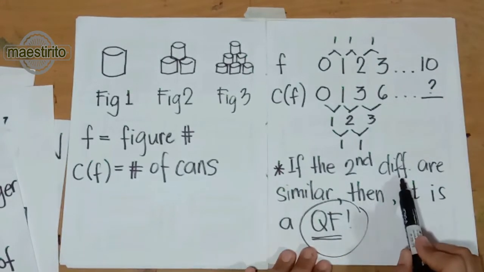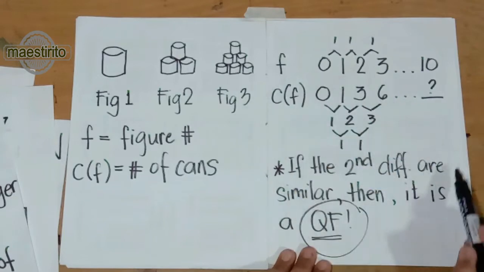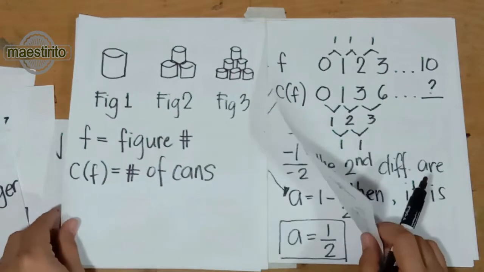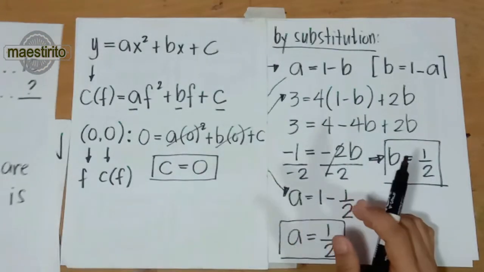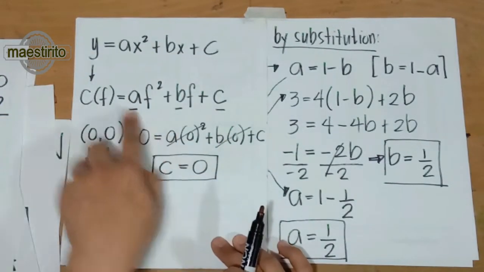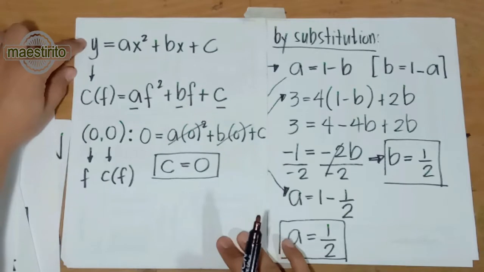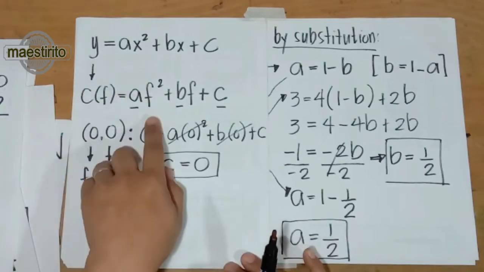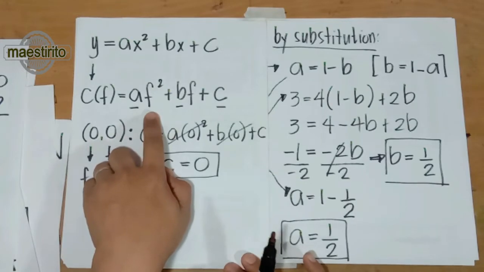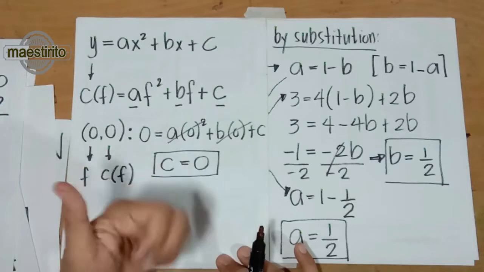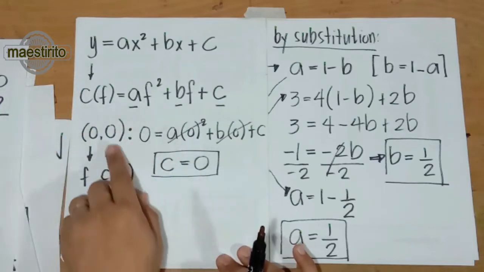So we have already the inspection. If the second differences in the dependent variable are similar, then we are referring to a quadratic function. And if it's a quadratic function, it should follow this quadratic form. For our problem, our y, the dependent, is the c of f, and our x, the independent, is the f, the order of the figure, because we're using first, second, third, fourth, and so on.